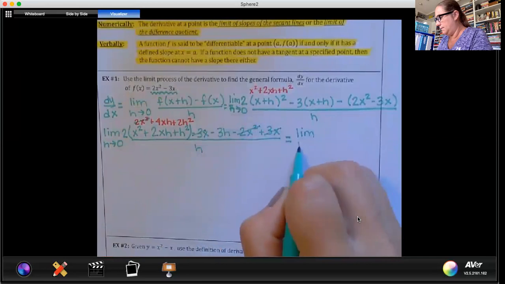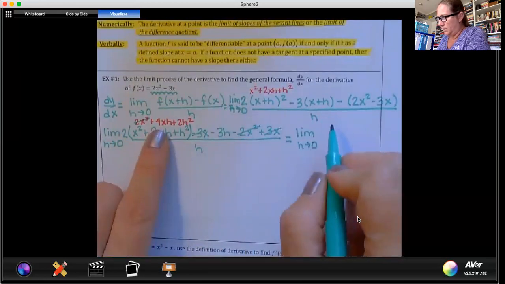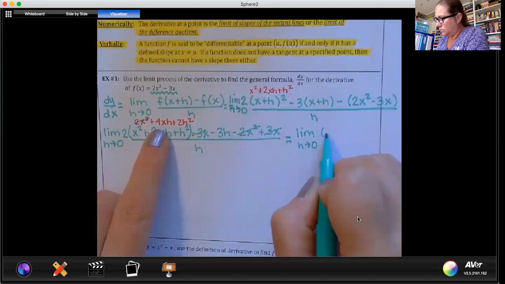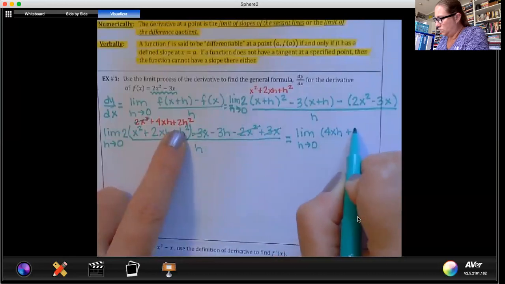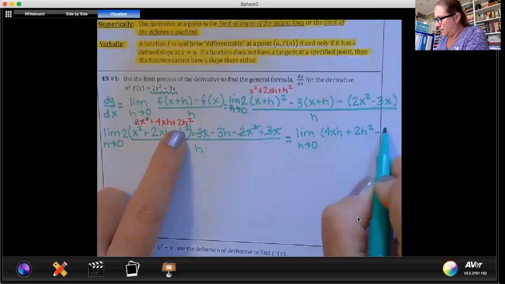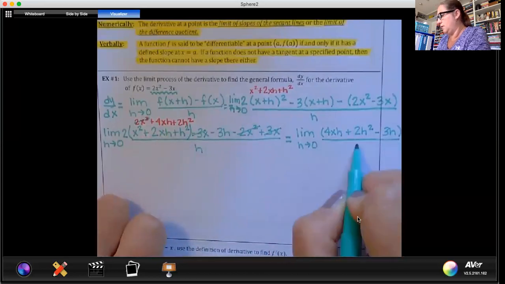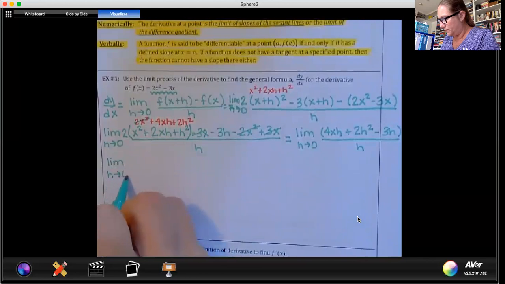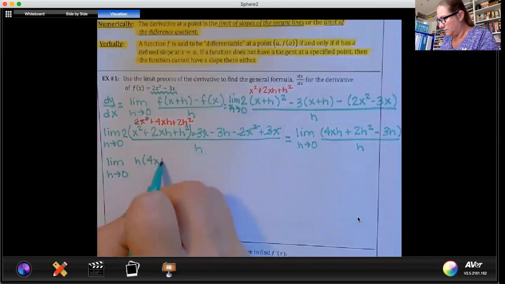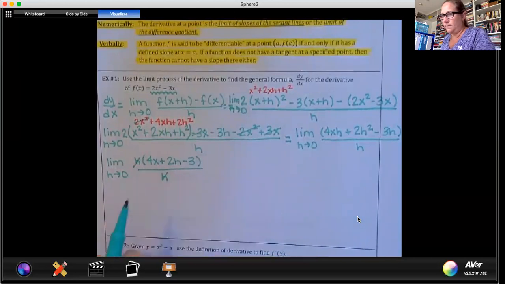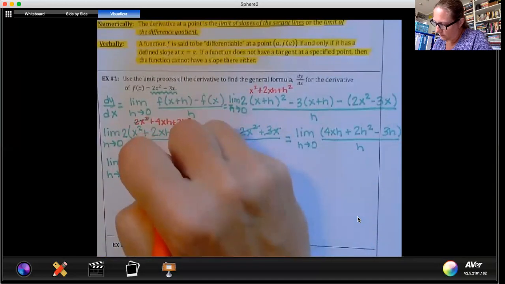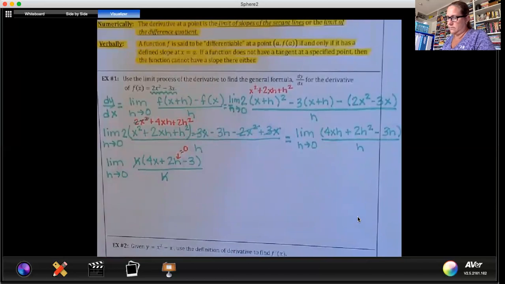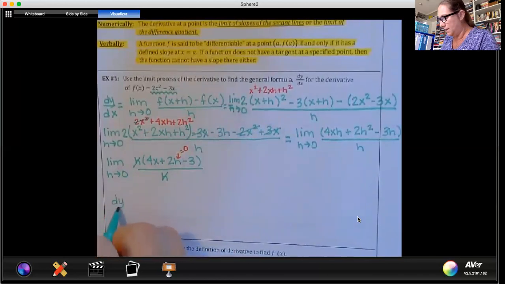And I get the limit as h approaches 0 of 4xh plus 2h squared minus 3h over h. Factor out that GCF of h on top: 4x plus 2h minus 3 over h. Cancel those h's. And remember that h is equal to 0. So your derivative dy dx is equal to 4x minus 3.